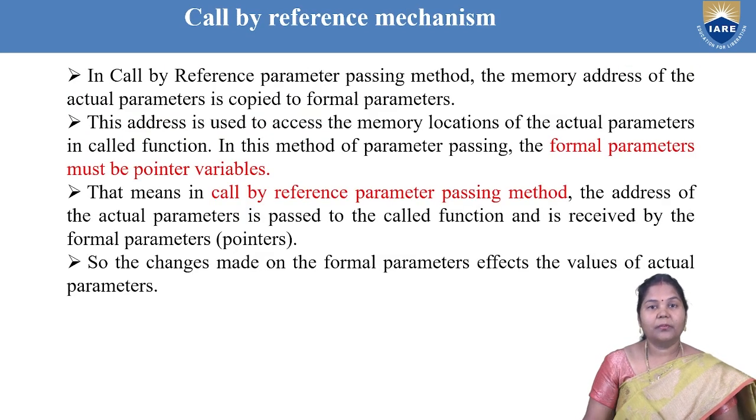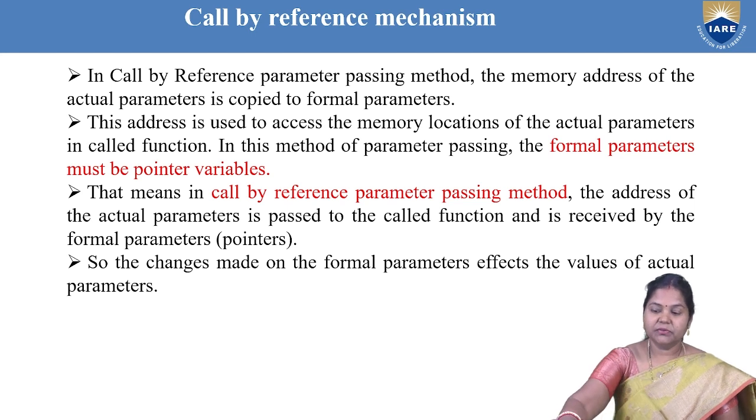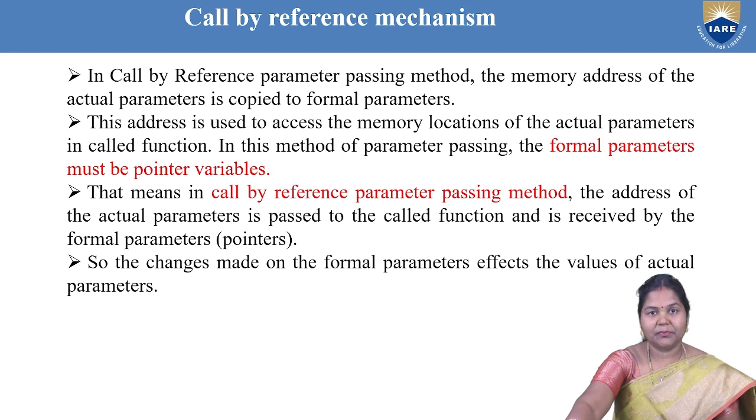Then the second mechanism is called the call by reference mechanism. In this call by reference mechanism, we are using the concept of pointers. That means instead of passing the actual values, we will pass the address of the variables which contain the actual parameters, so that any changes you make are immediately reflected in the actual parameters. So this is called your call by reference mechanism. In call by reference, the addresses of the actual parameters are passed to the called function, and those are received by the formal parameters as pointers. Whatever changes you make at that address are reflected in the actual parameters. So the changes made to the formal parameters affect the value of the actual parameters.